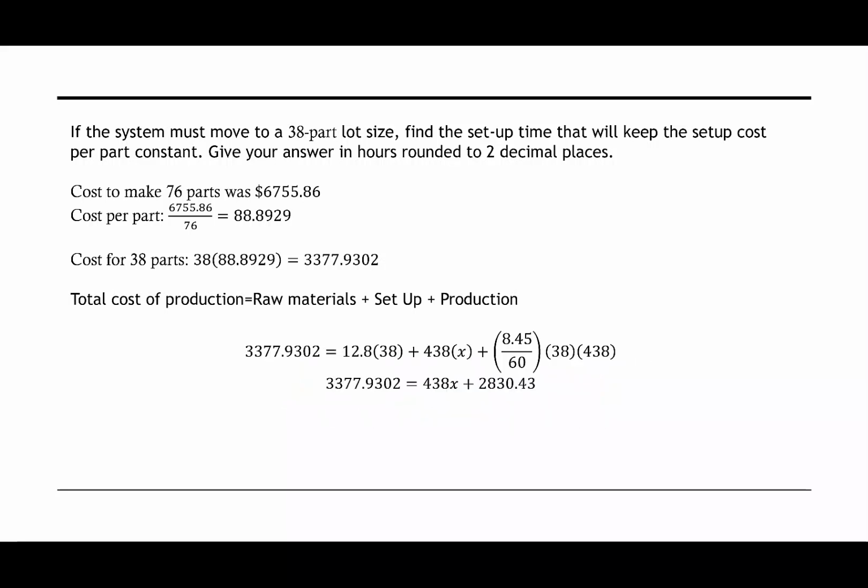Simplifying, the right side of the equation tells us our $3,377.9302 should be equal to 438x plus $2,830.43. Let's move the 2,830.43 to the left, which gives us 547.5002 is 438x. Then we'll finish by dividing by 438. This says our new setup time needs to be 1.25 hours if we want to keep our setup cost per part constant.